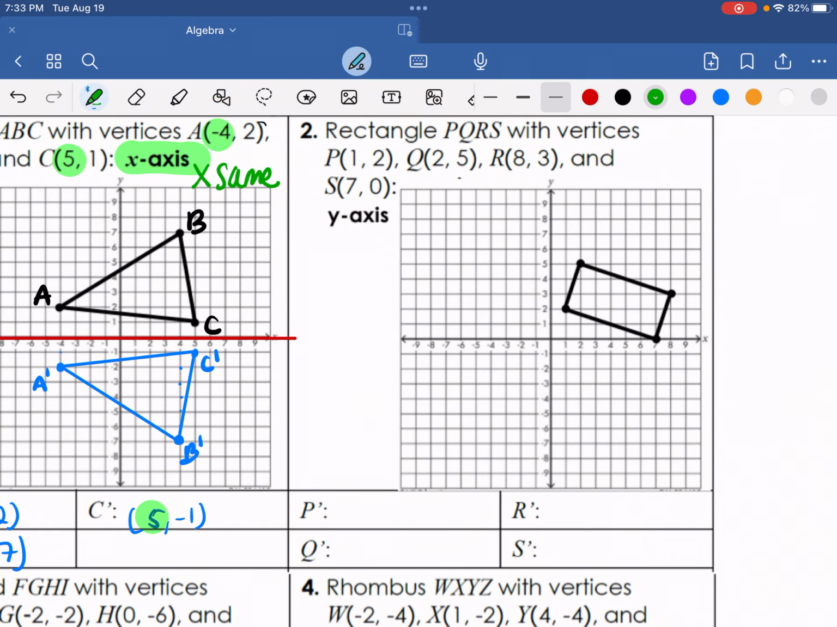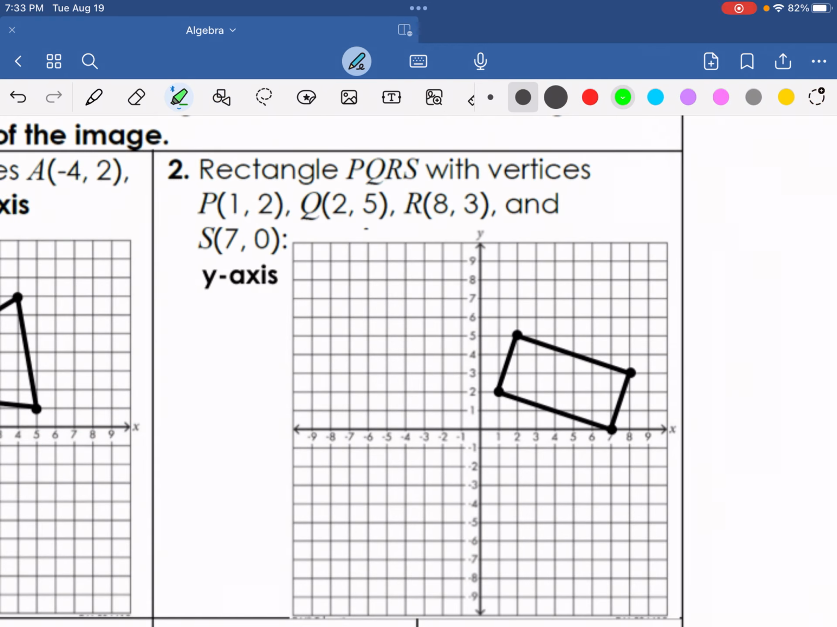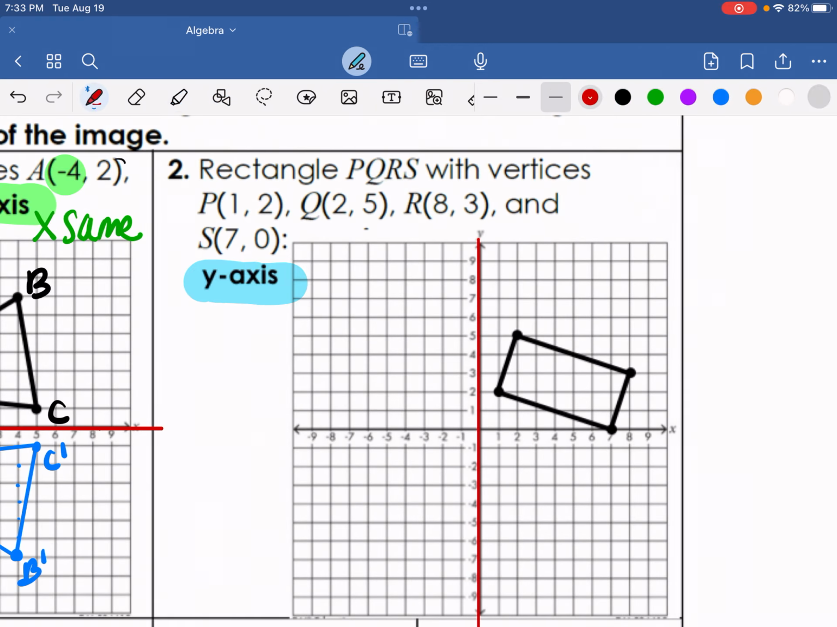For the second one, you are flipping it over the y-axis, reflecting it over the y-axis, and because it is the y-axis, the y values will stay the same. The y is going to stay the same.